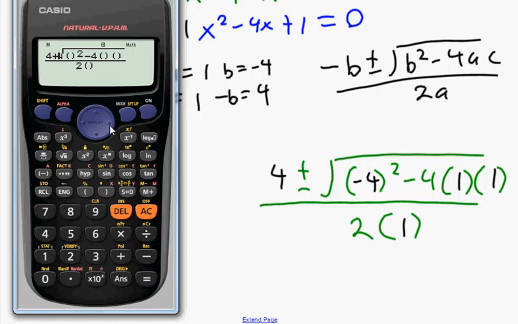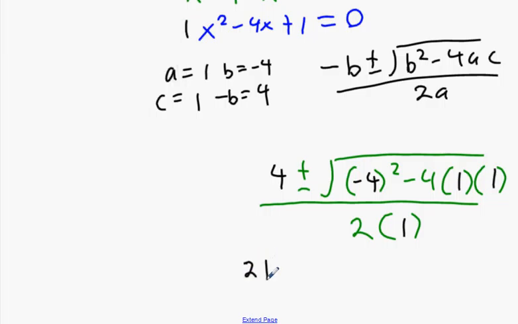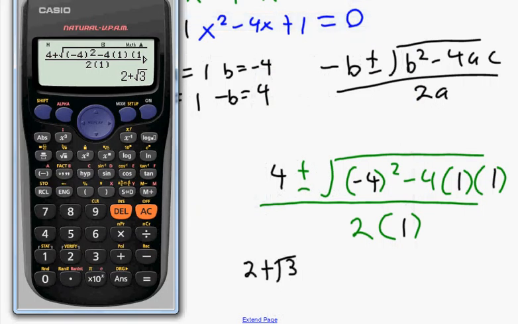4 plus or minus the square root of 4 squared minus 4 times 1 times 1, divided by 2. Guess what the other answer is? 2 minus root 3. Well, if you aren't sure, what could you do?